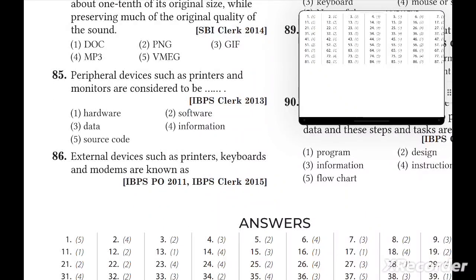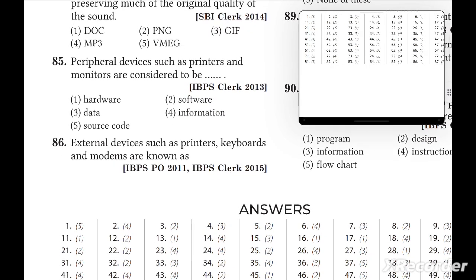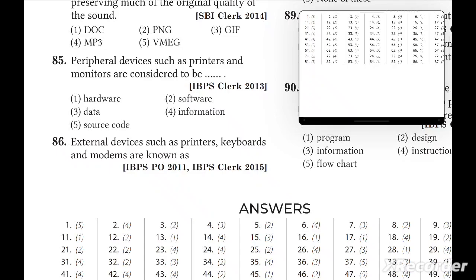Next, peripheral devices such as printers and monitors are considered to be first, hardware, second, software, third, data, fourth, information, fifth, source code. The correct answer is first, hardware.